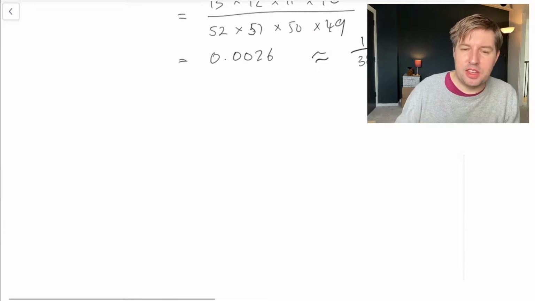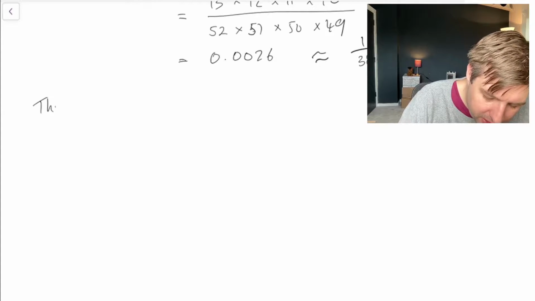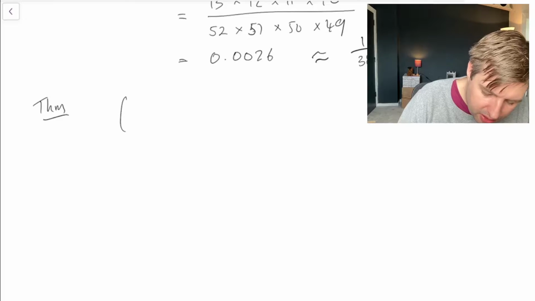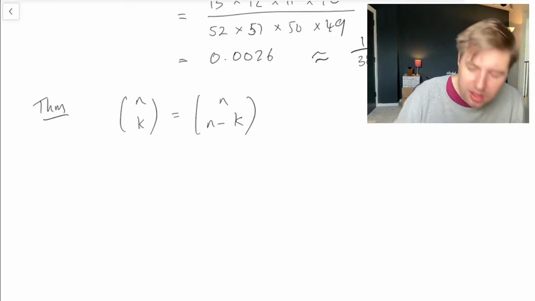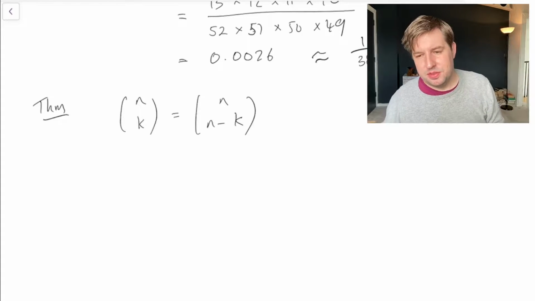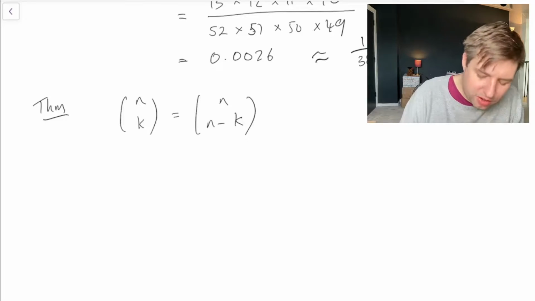Finally, one last thing that we can mention about binomial coefficients while we're here, kind of useful fact, is that n choose k and n choose n minus k are the same number. And there are two different ways you can prove this.